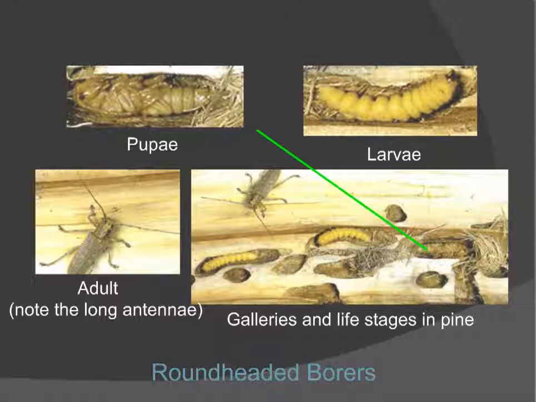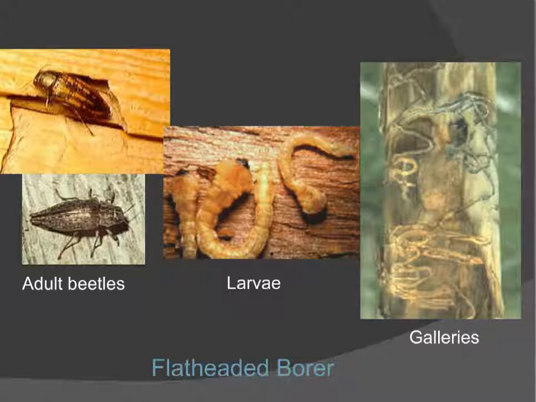Flat-headed borers, the adults can be really quite pretty, metallic, and they're also called metallic borers. And you can see in the larvae that the head on it is flattened, and these will tunnel around in the phloem tissue, but they will go into the wood to pupate. And the holes in the wood for these are more of an oblong shape, where the round-headed borers are perfectly round.